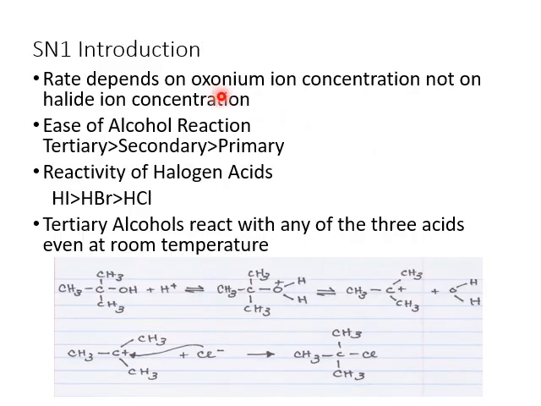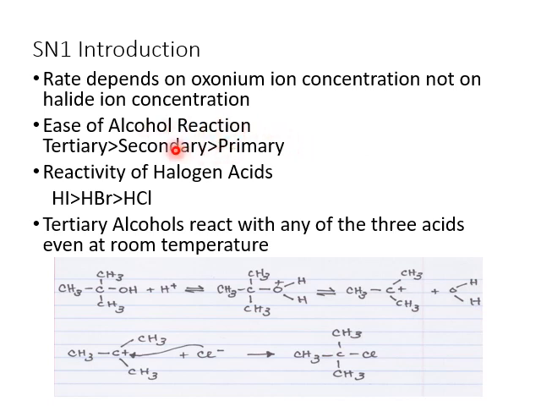The rate depends on the oxonium ion concentration, not on the halide ion concentration. So it doesn't really matter how much hydrochloric acid you put in there. It mostly depends on this step. There's going to be protons, and those protons are going to protonate this alcohol group, and you're going to make the oxonium ion. That's what it depends on. The ease of the alcohol reaction.